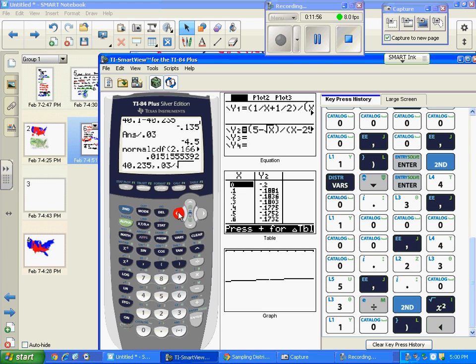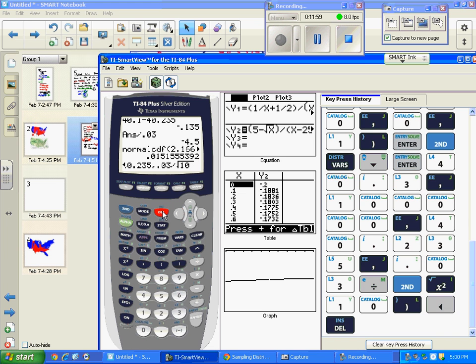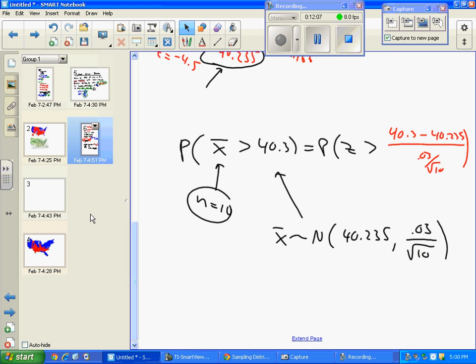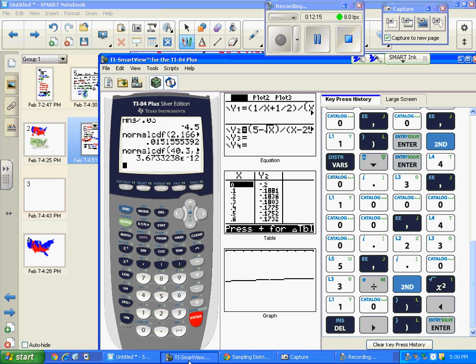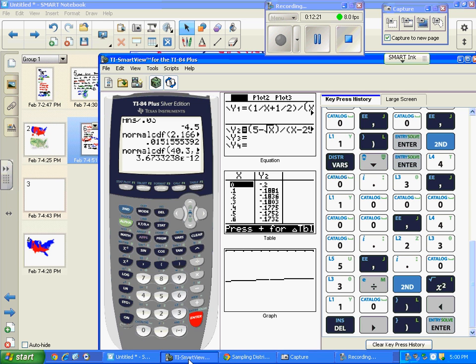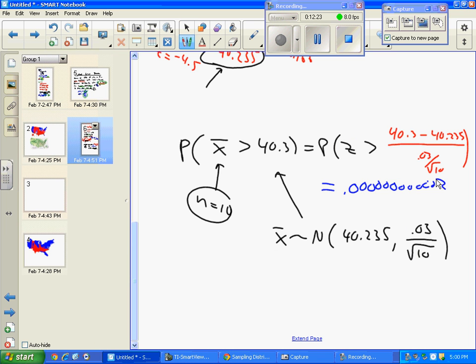Oops, hold on, let's delete that. Okay, and here we go. Close parenthesis, enter, and we get an extremely small area, basically 0. So this probability is coming back at 1, 2, 3, 4, 5, 6, 7, 8, 9, 10, 11, with a negative 12 power. Wait, hold on a second. That's 3.67. So this is 3.67 E negative 12.